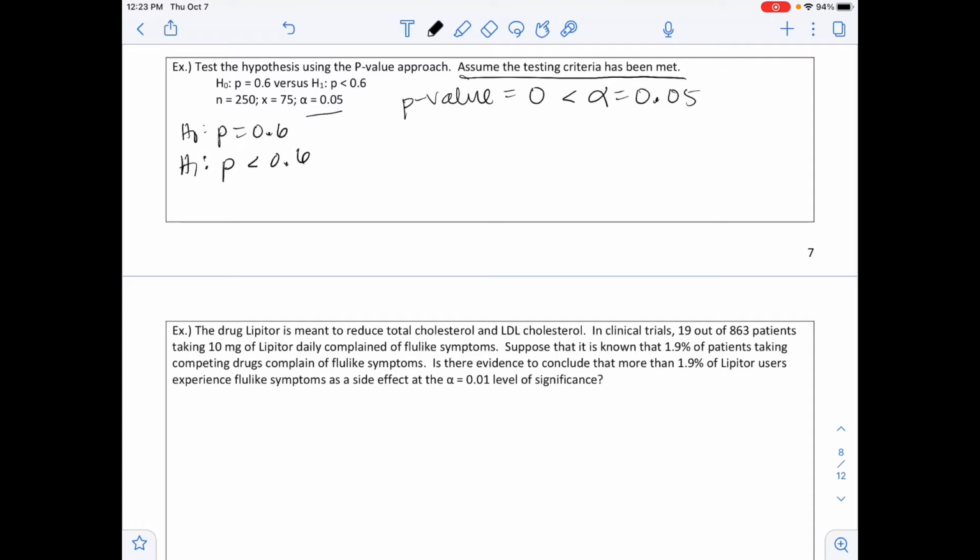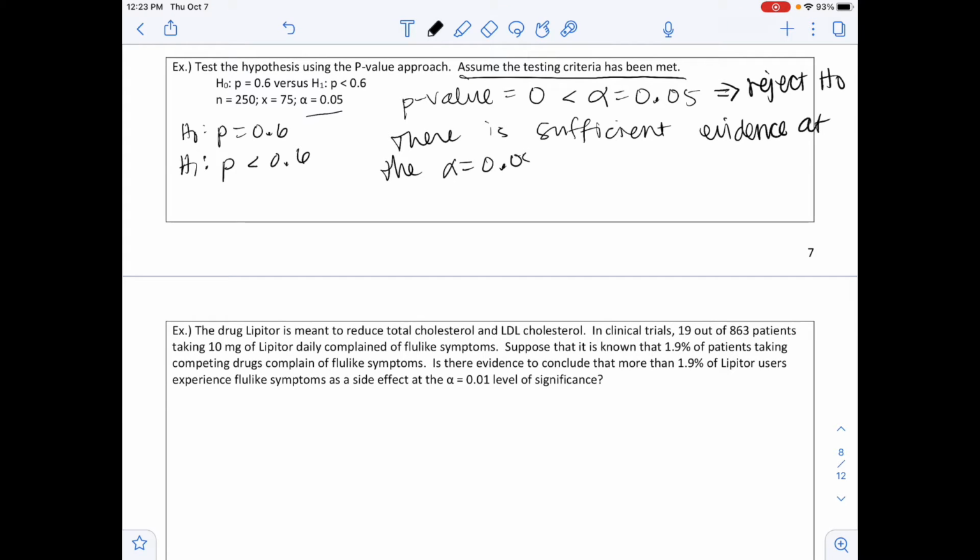And since your p-value is less than alpha, we are going to reject H naught. And so now we need to state our conclusion. So we're going to start off with there is sufficient evidence, and I'm going to go ahead and say at the alpha equals level of significance.